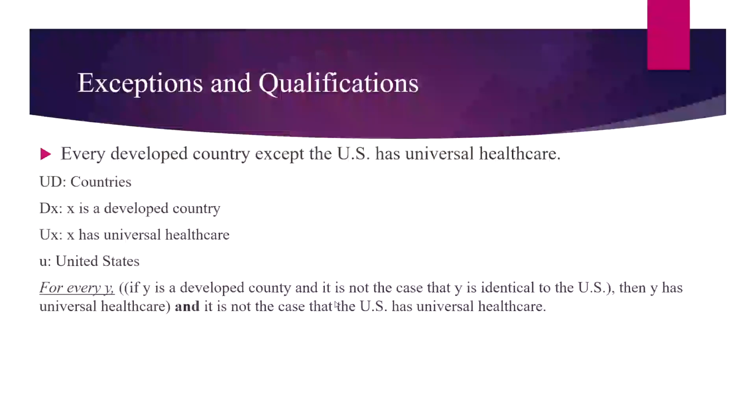So now let's start breaking this up, right? We have for every Y, and then we have the whole material conditional in this outer set of parentheses, because we have Y here in the consequent. And then we have the antecedent in parentheses: if Y is a developed country and it's not the case that Y is identical to the US. And then we get this symbolization, which is a little messy because I used U as both a predicate and an individual constant. But we have for every Y, if Y is a developed country and not identical to the US, then it has universal health care, and it's not the case that the US has universal health care.